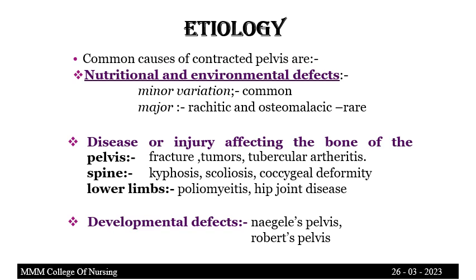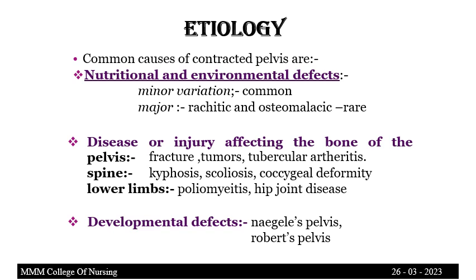In nutritional and environmental defects, we have minor variation, which is common, and major, which is rachitic and osteomalacic. Rachitic means a contracted and deformed pelvis, most commonly a flat pelvis, occurring from rachitic softening of the bones in early life. Osteomalacic means the pressure of the trunk of the sacrum and lateral pressure of the femoral heads produce a pelvic aperture that is three-cornered or has the shape of a heart or clover leaf, whereas the pubic bone becomes beak-shaped.